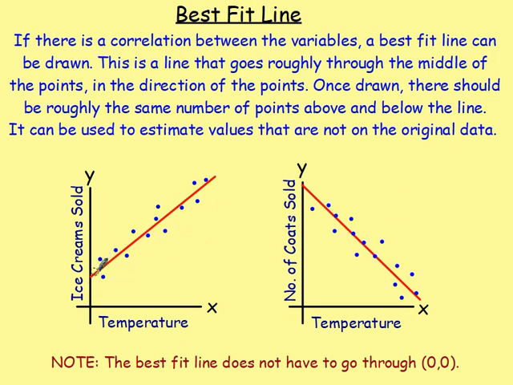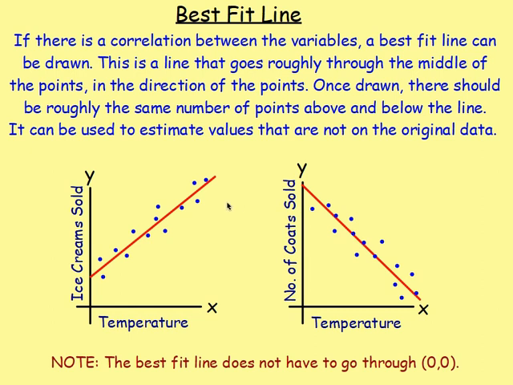So you can see for this one that the points are heading up in this direction. So your best fit line should also head up in that direction, as it does. You can see for this one here, the points are heading down. As the temperature is increasing, the number of coats sold is decreasing. So these points are heading down, so the best fit line will also head down.